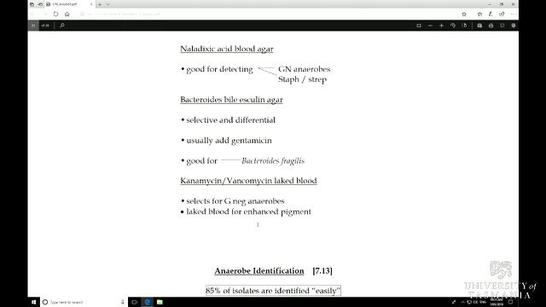And we can also use a kanamycin, vancomycin laked blood agar if you're really, really fancy. Laked blood means you take the blood and you lyse the cells. And laked blood makes bugs that are pigmented become more pigmented. It's good for growing those anaerobes that are pigmented, which are Porphyromonas and Prevotella.